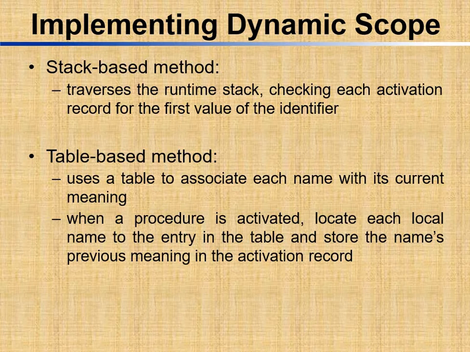implementing dynamic scope. Here we can implement it with a stack-based method and a table-based method. In the stack-based method, it traverses the runtime stack, checking each activation record for the first value of the identifier. While in the table-based method, it uses a table to associate each name with its current meaning. When a procedure is activated, it locates each local name in the table and stores the name's previous meaning in the activation record.